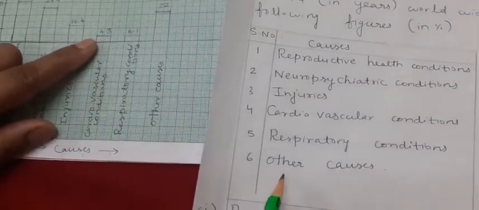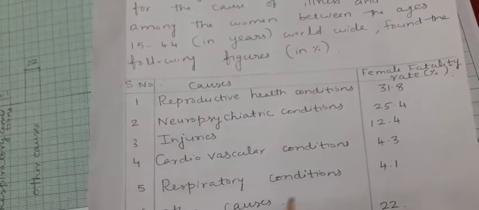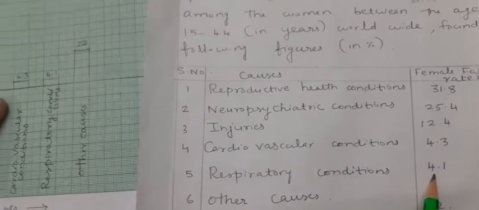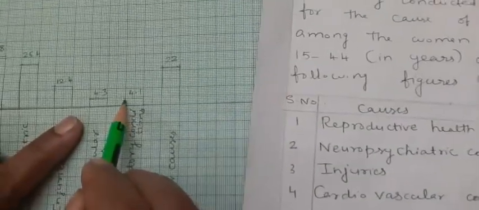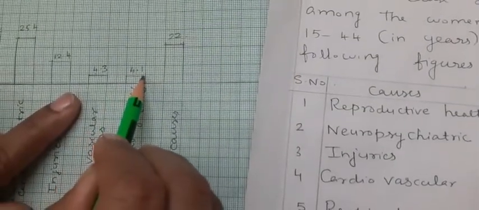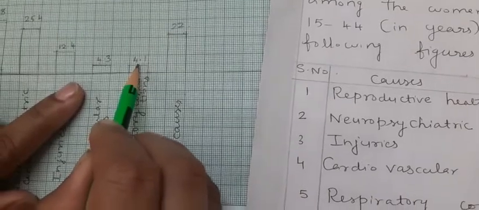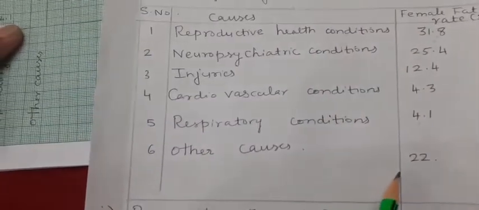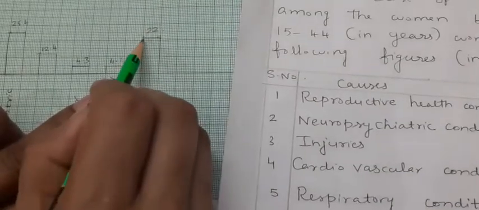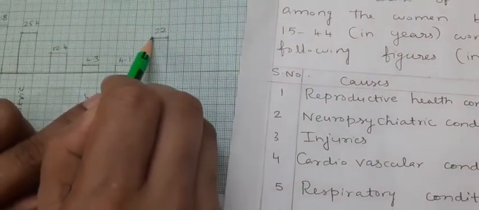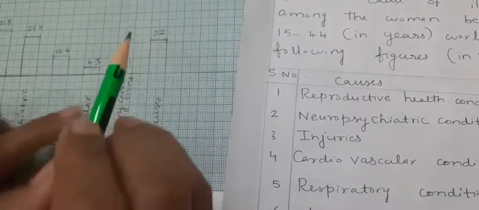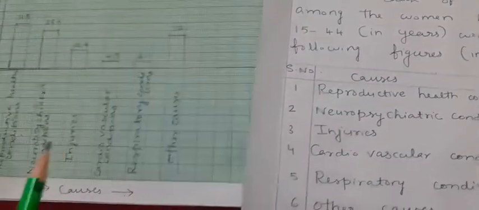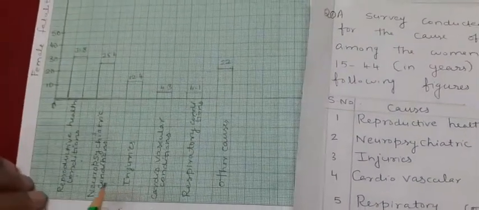Next, respiratory conditions, 4.1%. That is, the height of the rectangle will be 4.1. It will also come between 4 and 5. Next, other causes, 22. That is, the height of the rectangle will be 22. Like that, you have to draw the bar graph for this.